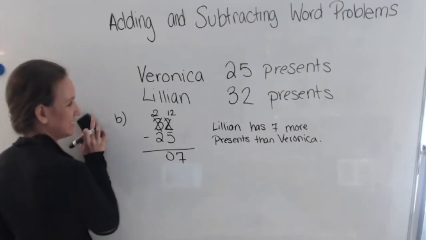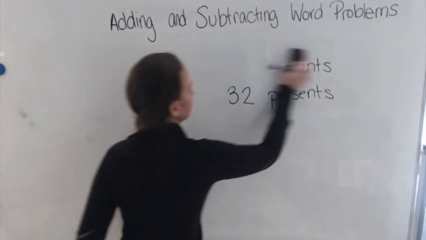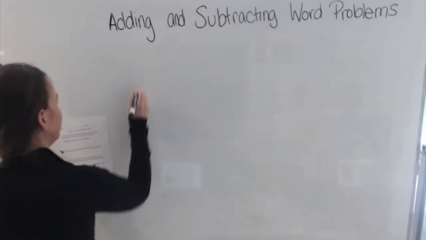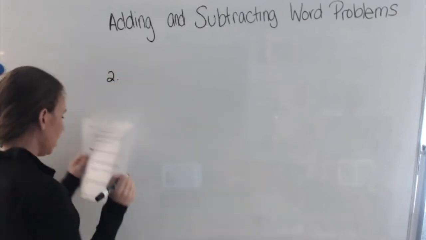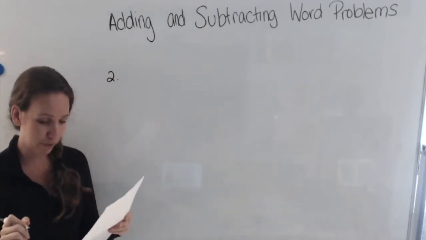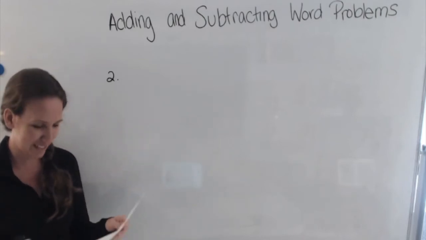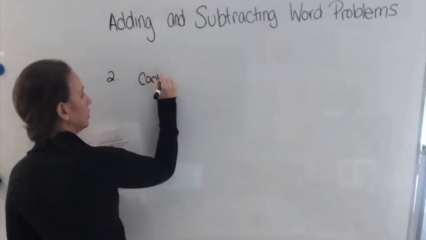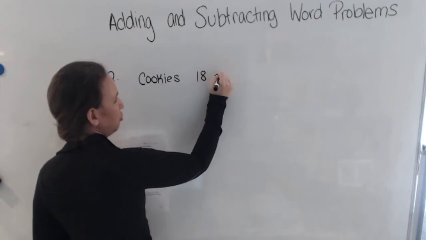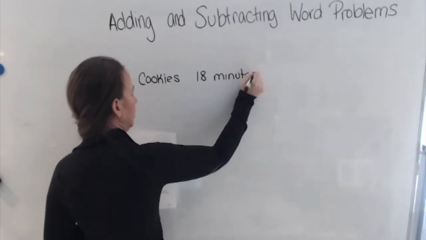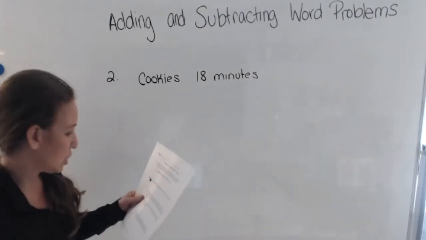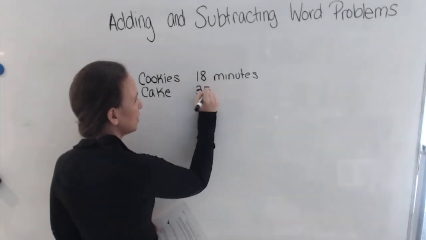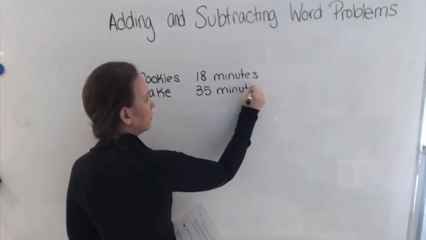I'm going to erase. Number 2. Jason baked cookies and a cake for his mom's birthday. That's so nice of Jason. The cookies take 18 minutes to bake, so cookies take 18 minutes. You should underline that. And the cake takes 35 minutes. Again, anything I write on the board, you should be underlining.